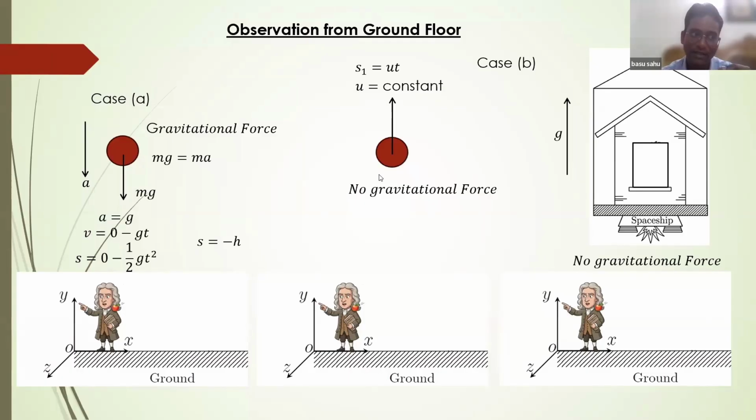Once ball is left from the hand, ball is free. That is not part of the space shuttle. As long as ball is held by the person, it is one kind of, you can say, part of the space shuttle. It is moving with the same acceleration. But once it is released, no holding force is there, no gravitational force is there, then it will move according to the applied force, and applied force is 0. Once applied force is 0, then u will be the constant throughout the motion, and accordingly this S1 will be defined.